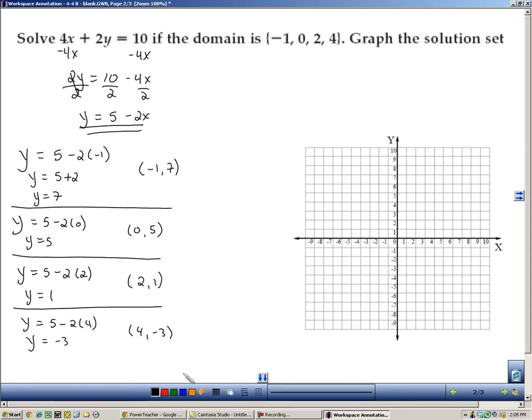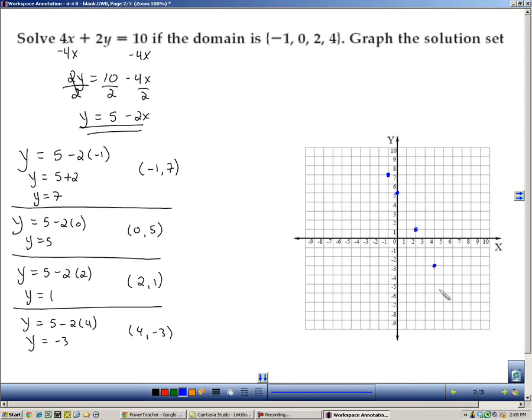Now I'm going to go over here to my graph, and I'm going to graph those. Negative 1 to the left, and up 7 is an ordered pair. 0, up 5, 2, up 1, and 4, down 3.